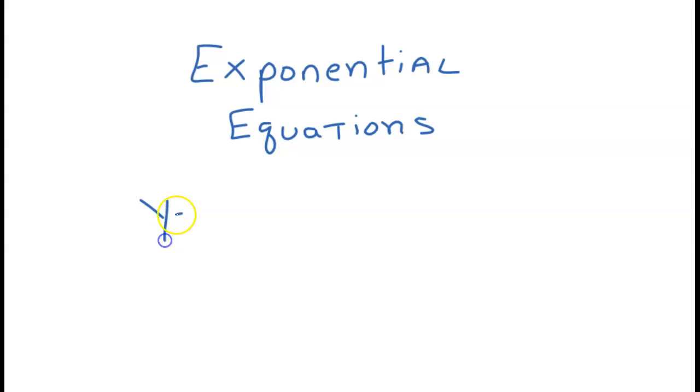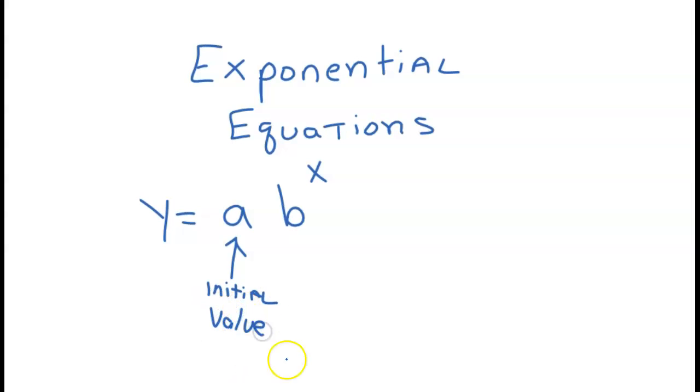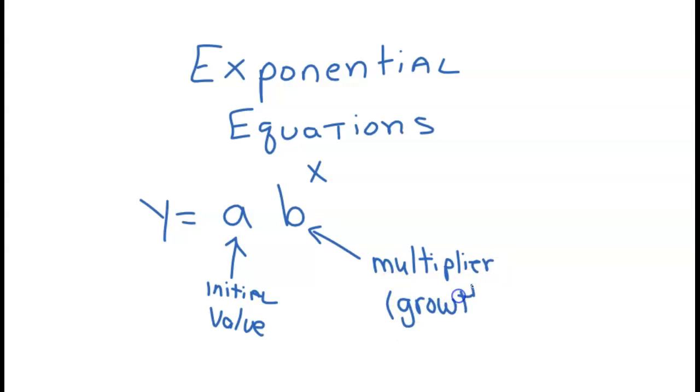Exponential equations have the form, and this is my initial value, and this is my multiplier, and the multiplier is sometimes called a growth factor. This is the kind of equation we're going to be looking at, not y equals mx plus b, but y equals a b to the x power.